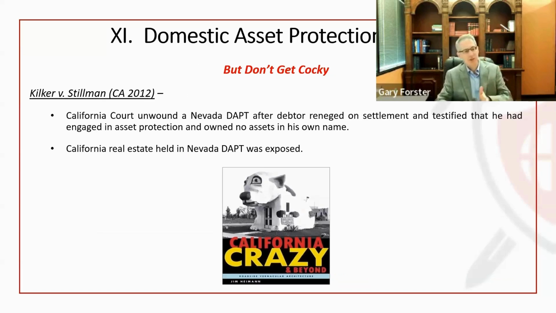In this Kilker case, he had actually done a fairly sophisticated Nevada trust. He ran into trouble many years later after the statute of limitations had run, and the court didn't respect it. It's kind of an outlier case, but he was very disrespectful to the court and violated a court settlement. So you still want to be careful, even if you pass the statute of limitations on fraudulent transfer.